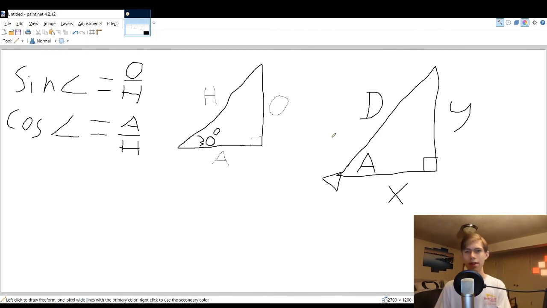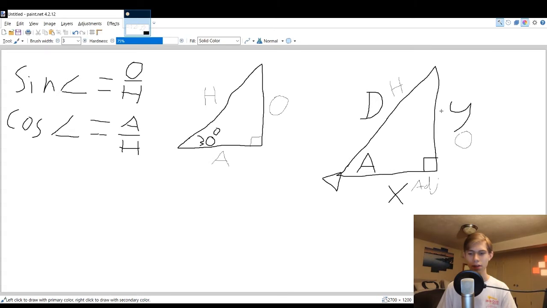Next, let's label the sides of the triangle with respect to angle A. First, let's label the hypotenuse, which is the side across from the 90-degree angle, so the longest side of the triangle. Then the opposite side will be the distance that we travel on the y-axis, and that leaves the distance it'll travel on the x-axis, the adjacent side. I'll just label it ADJ so it's not confused with A. All right, next let's write some formulas.